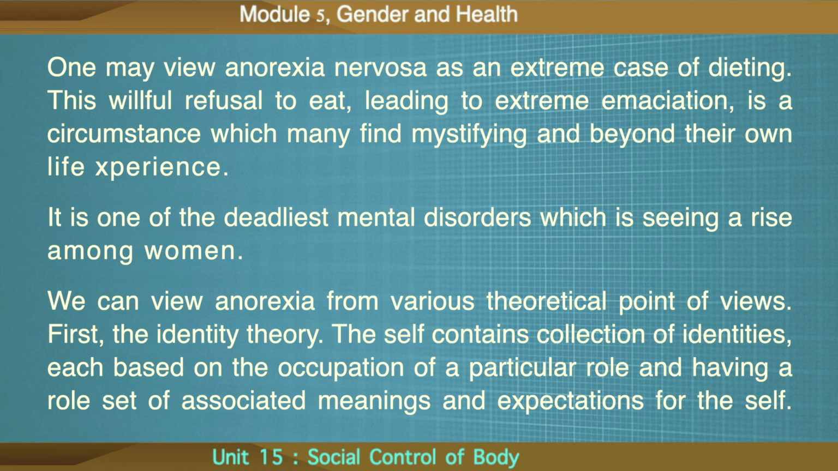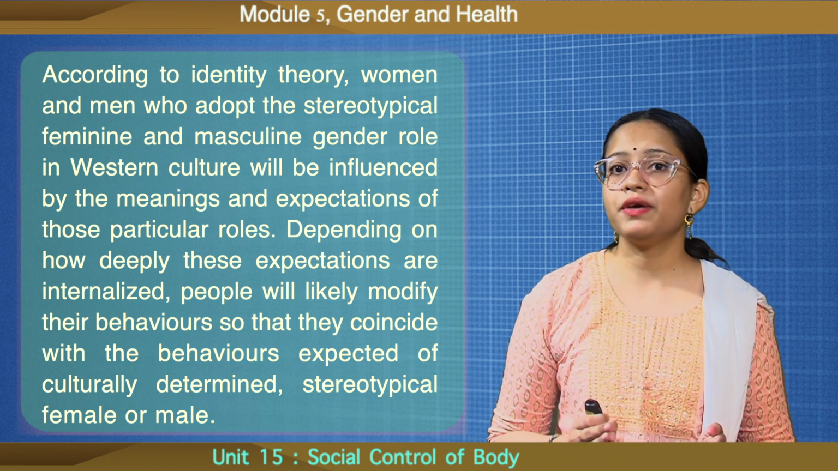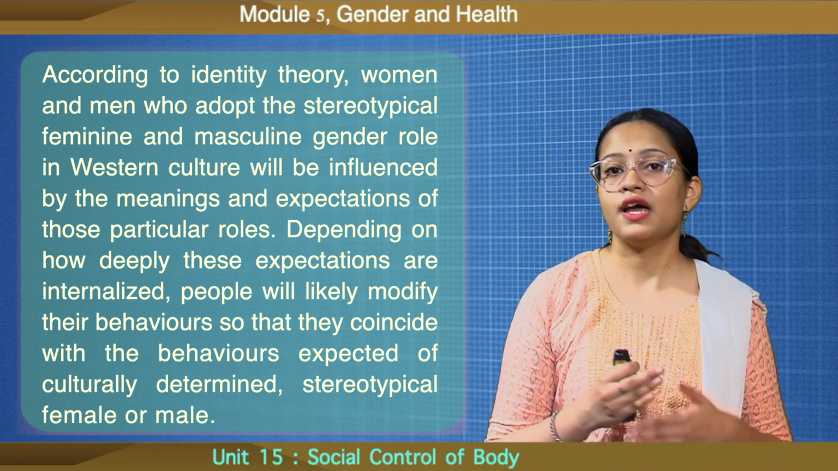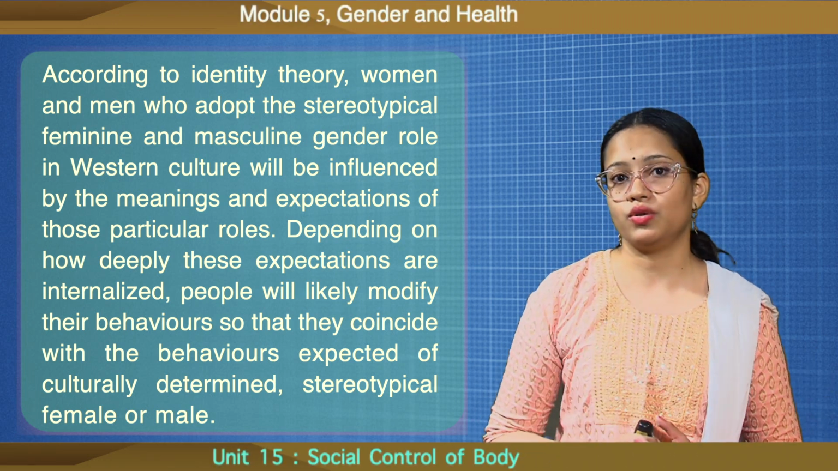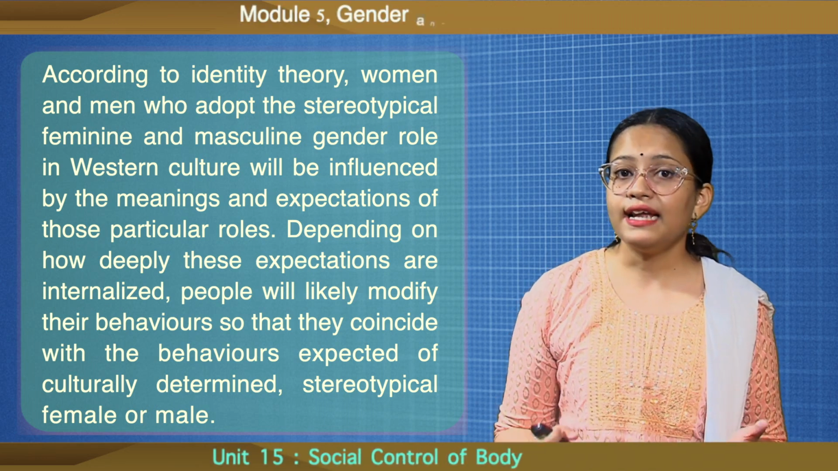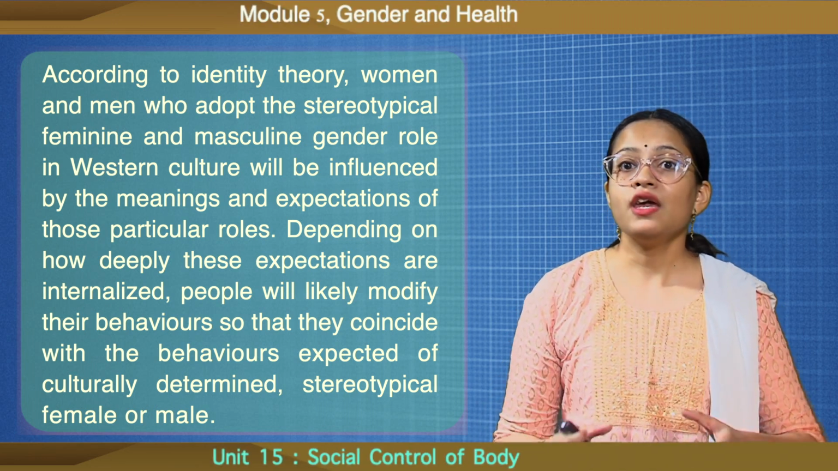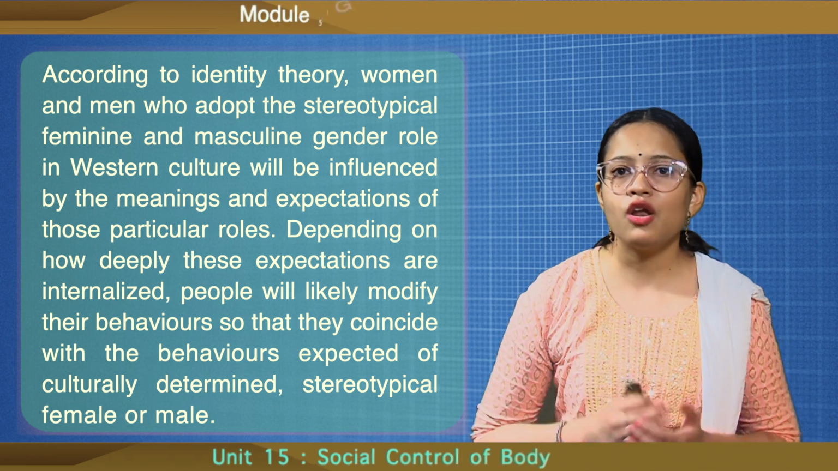First, the identity theory. The self contains a collection of identities, each based on occupation of a particular role and having a role set of associated meanings and expectations for the self. According to the identity theory, women and men who adopt stereotypical feminine and masculine gender roles in Western culture will be influenced by the meanings and expectations of those particular roles. Depending on how deeply these expectations are internalized, people will likely modify their behavior so that they coincide with the behaviors expected of a culturally determined stereotypical female or male.